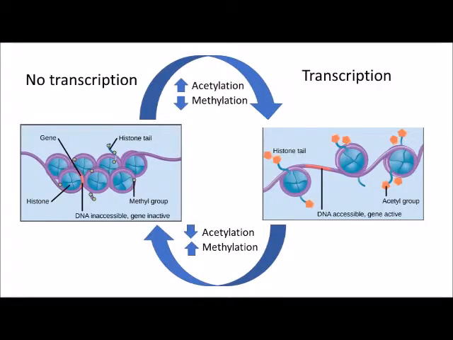If we increase acetylation, that prevents the histones forming a dense complex, so it opens up the DNA. If we decrease methylation, that decreases the affinity of the histones to the DNA, so that also opens up the DNA. So increased acetylation of histones or decreased methylation of DNA will give you increased transcription, and the opposite will give you decreased transcription or no transcription at all.